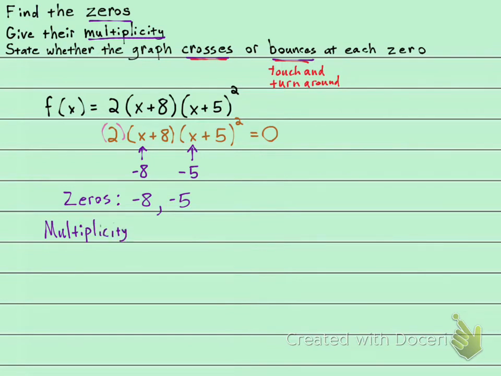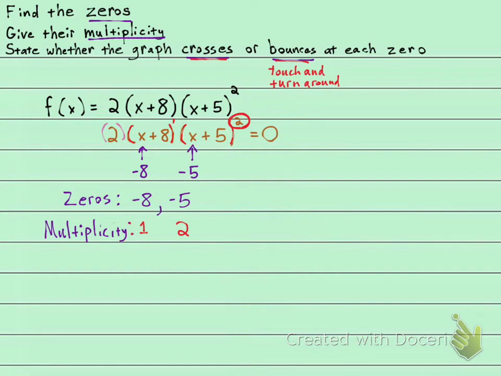Multiplicity of each 0. The smallest 0 is right here, -8. When you go to find the multiplicity, you're asking how many times that factor happened. And it happened only once. So the multiplicity of -8 is 1. And for the multiplicity of -5, you're asking how many times x plus 5 happened? And the answer to that is 2. So the multiplicity of -5 is 2.